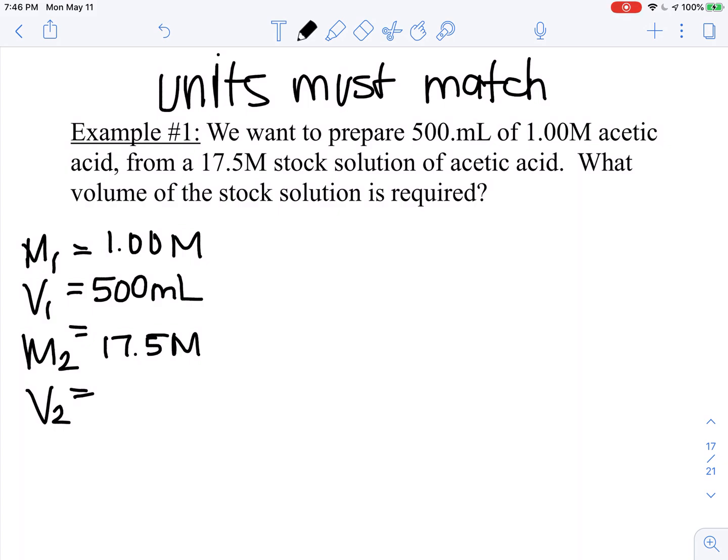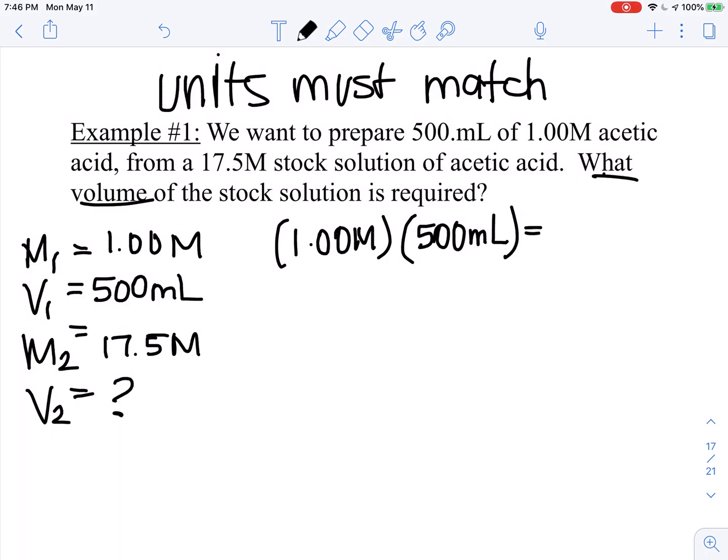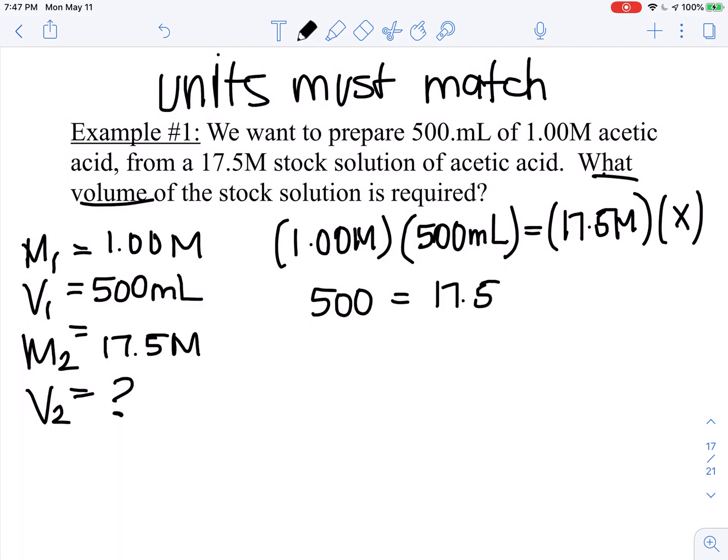What volume, so now it's asking me to find what volume, so V2 is my question mark, of the stock solution is required. So we're just going to go ahead and plug it into that equation then. So M1 is 1.00 molar, V1 is 500 milliliters, equals M2, 17.5 molar, and V2 is X. So now we just need to solve for X. So 1 times 500 is 500 equals 17.5 X.